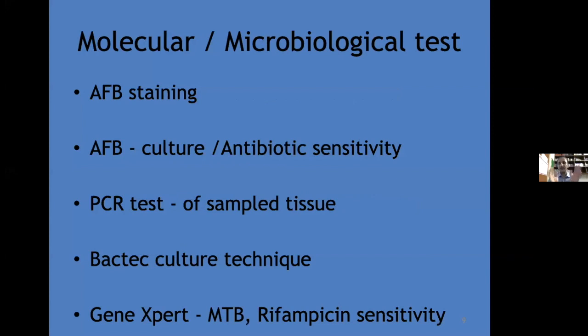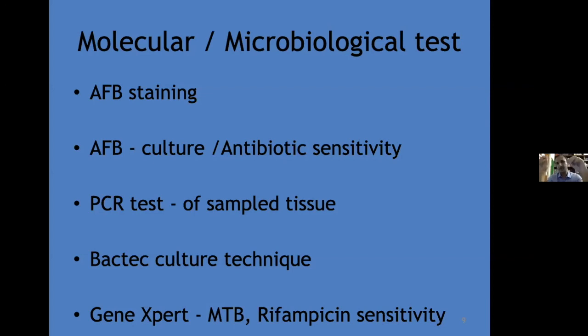So what are the main types of investigations? The main ones include that we need an AFB stain of the material that we have taken out, whether it is a biopsy or you have attempted a surgical procedure. Whatever material you get, you send it for AFB staining, and send it for culture and antibiotic sensitivity. And as you know, BACTEC culture is one of the best. Then do a PCR of the sample tissue.